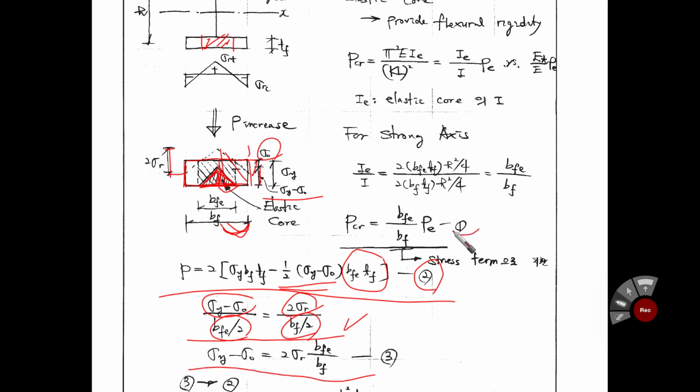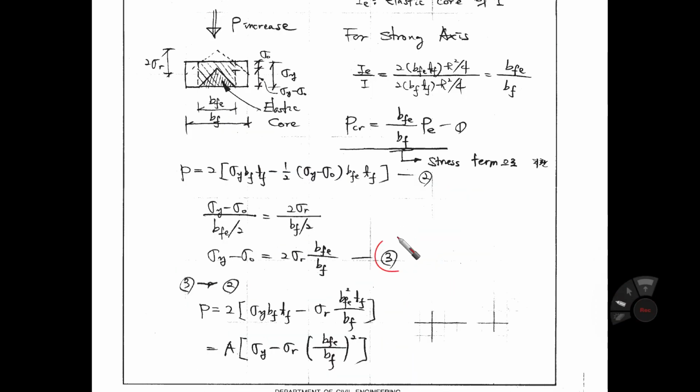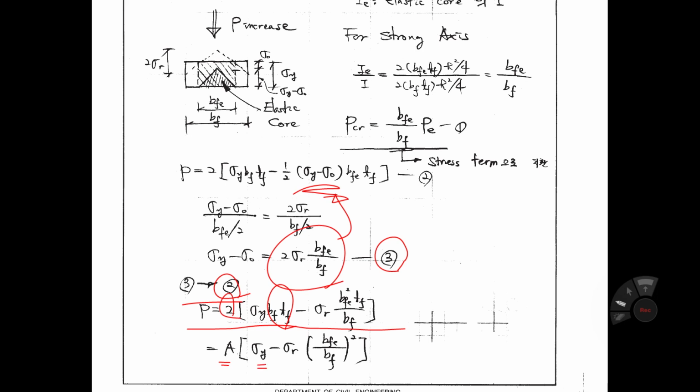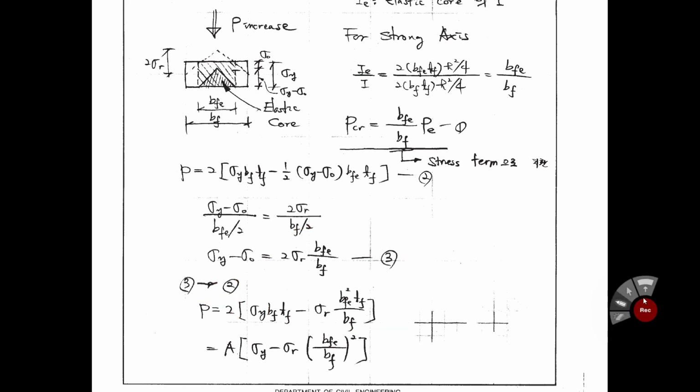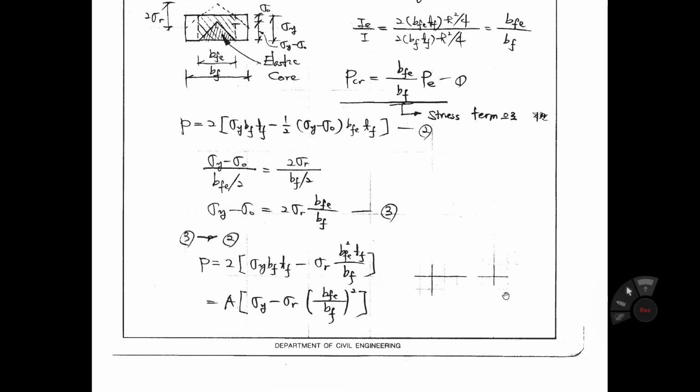So you have equation 1, 2, 3. Now you input equation 3 into equation 2 because here sigma y, sigma 0. So you input this one here, then you can write down like this. BF times 2, that is A. So A. Okay, remaining one is sigma y, sigma r, BFE, BF square. You get this equation and go to the next page.